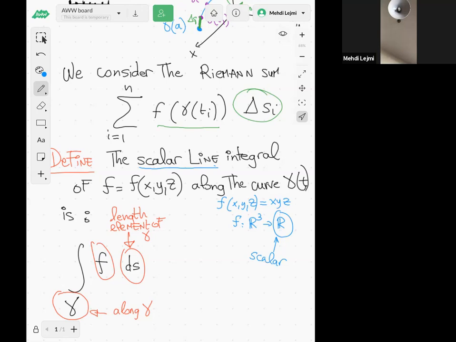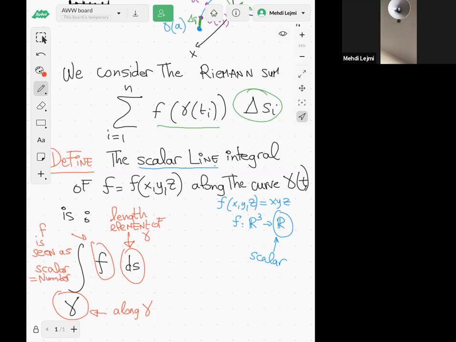When you evaluate your function f, you get just one number. So that's why it's called a scalar line integral. It's because f is seen as a scalar. And again, what do I mean by a scalar? A scalar means just a number, a real number.